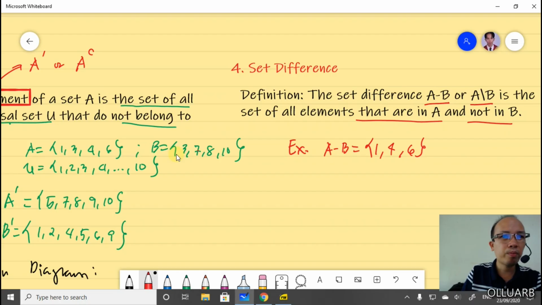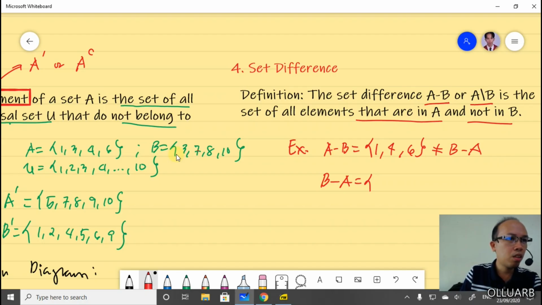Remember that A minus B is not equal to B minus A. The operation set difference is not commutative. To see this, let's compute B minus A. Again, this is in reverse condition. Reverse meaning you have to look at B first and then go to A.